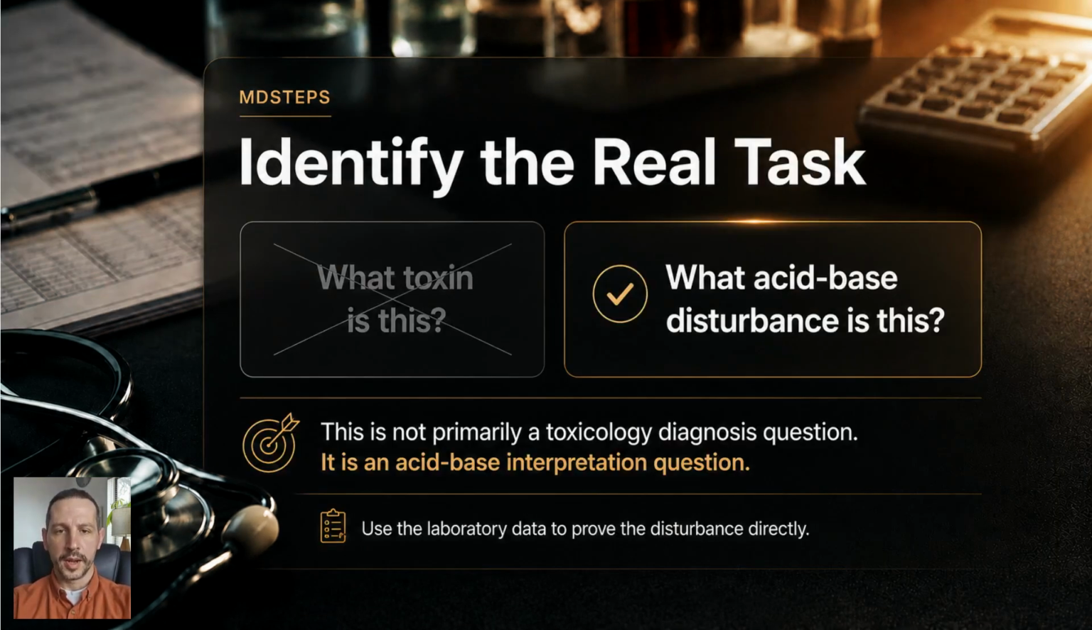The combination of tinnitus, nausea, vomiting, fever, and tachypnea should make you think about salicylate toxicity. But this question is not asking which substance she ingested, it is asking you to classify the acid-base disturbance. So this is not primarily a toxicology diagnosis question. It is an acid-base interpretation question. That distinction matters because students often recognize the disease and then choose an answer based on a memorized association. Here, we want to prove the disturbance directly from the laboratory data.